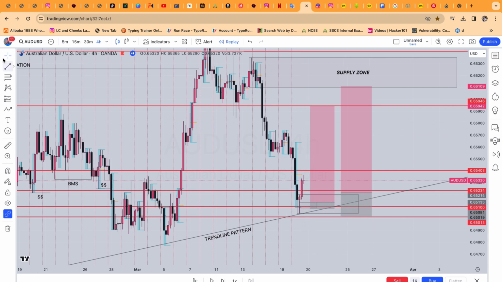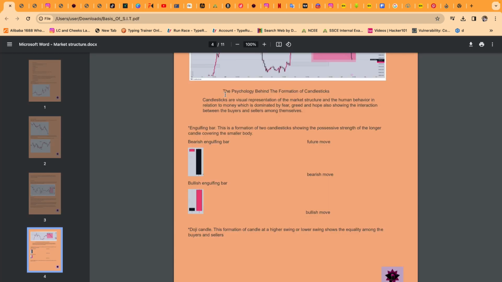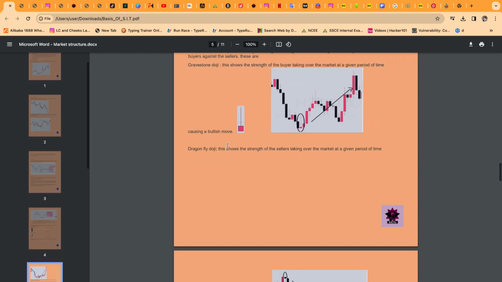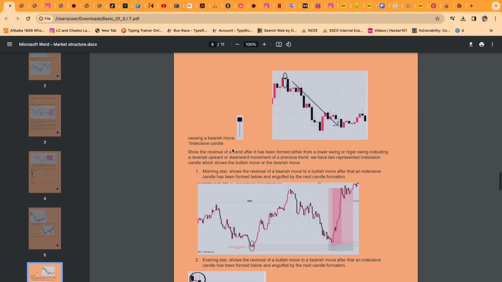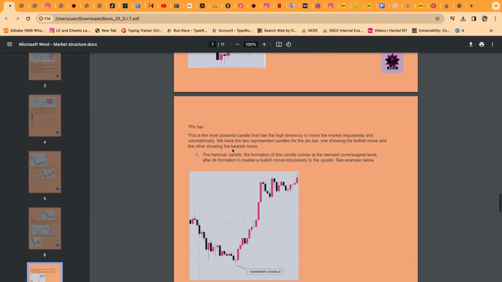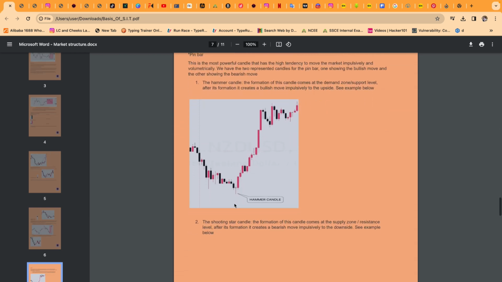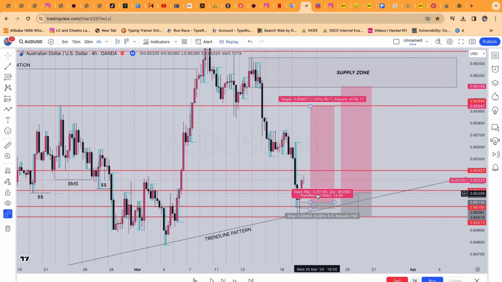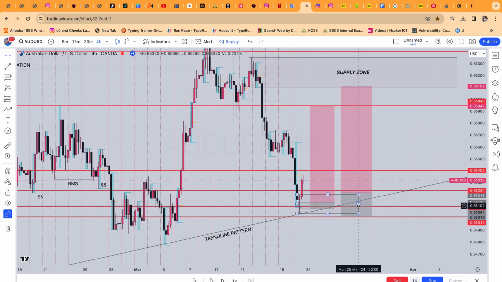And I do talk about this majorly in my group, the psychology behind the formation of candlesticks. During this aspect, we talk about the hammer candle, which is the pin bar. And on this pin bar, we have this hammer candle that creates this bullish move. That is how I actually got my strong confidence. And then I marked out this 4 hours order block, and strictly this is the analysis I sent to the group.